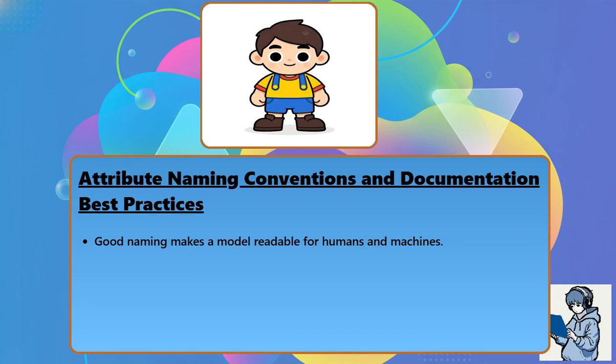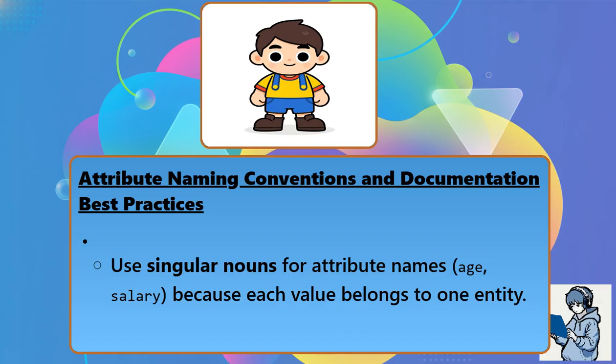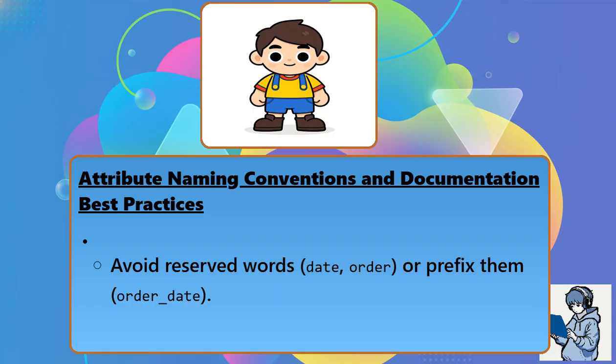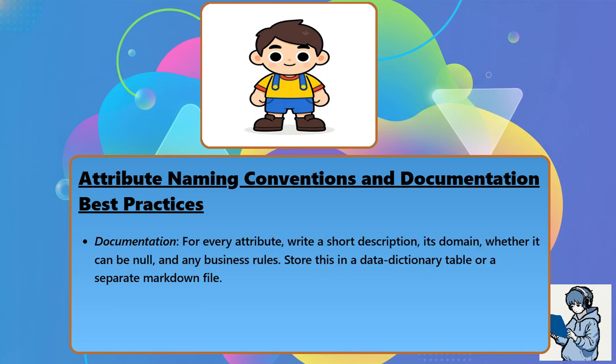Good naming makes a model readable for humans and machines. Conventions: snake case, first_name, or camel case, firstName. Pick one style and stay consistent. Use singular nouns for attribute names, age, salary, because each value belongs to one entity. Avoid reserved words like date, order, or prefix them, order_date. Include the source or unit if it helps, price_USD, height_cm.